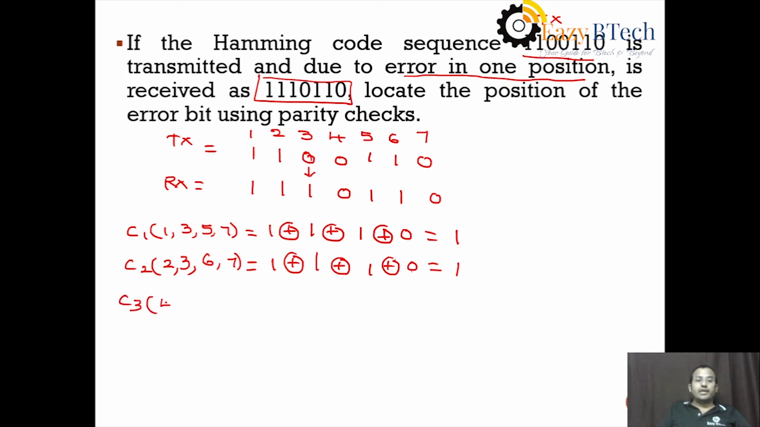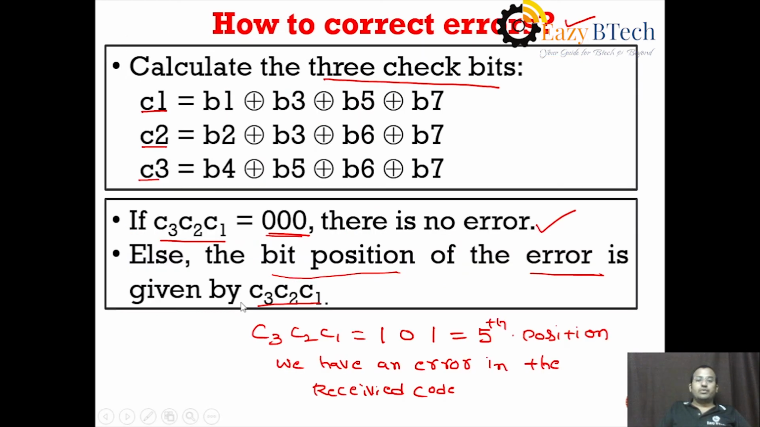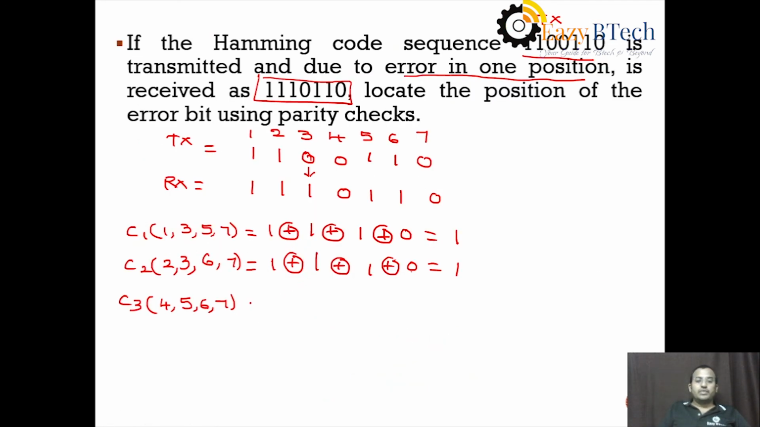Next, C3. For C3, we have to consider the positions 4, 5, 6, 7. What are the bits in 4, 5, 6, 7? In 4 it is 0, in 5 we have 1, in 6 we have 1, in 7 we have 0. What is the resultant? 0 modulo 1 is 1, 1 modulo 1 is 0, 0 modulo 0 is 0. Now we have to arrange this in the order C3, C2, C1. So the resultant code is 0, 1, 1.